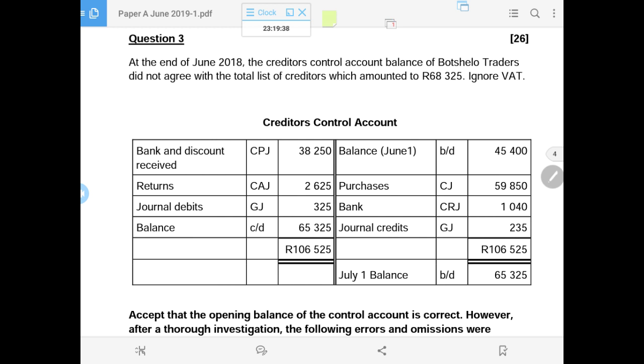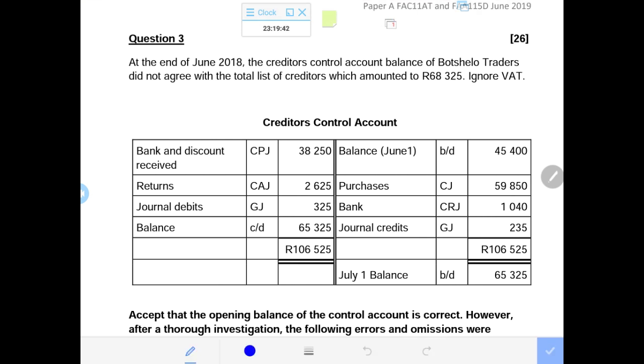This is another recording, and it is on creditors reconciliation. We are reconciling two things. We are reconciling the creditors control account, and we are reconciling it with the total list of creditors, or creditors list. So that is the reconciliation we are doing. We are not doing a creditors reconciliation statement.